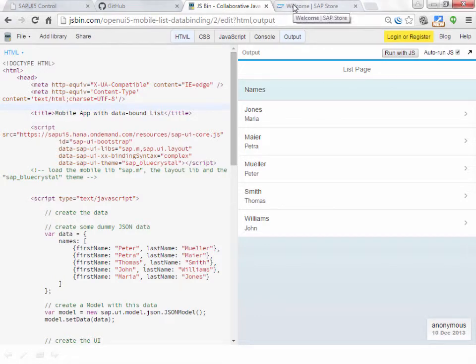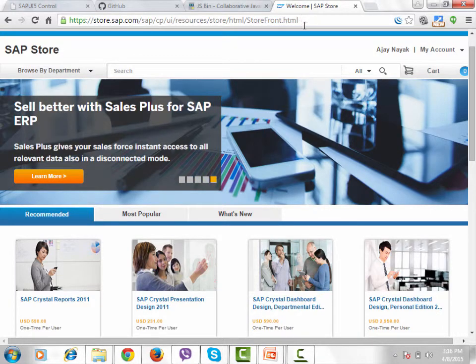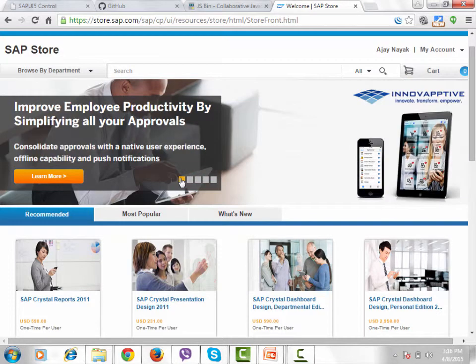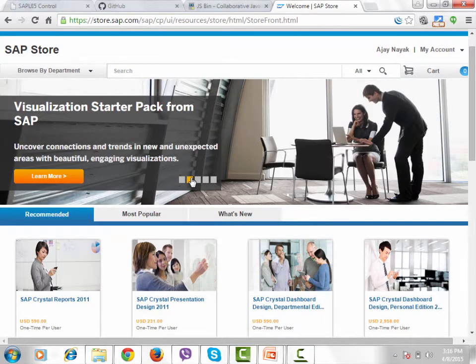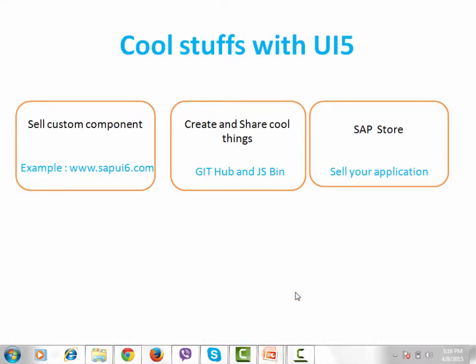And we have the SAP store, where if your application is really enterprise ready and you think that you can really charge or sell it to customers, then you can put your application in this SAP store. You can see there are some applications which are already in the SAP store. I don't know if someone has bought them, but still you can do it. So these are a few ways you can go about really selling your application or making money from it.